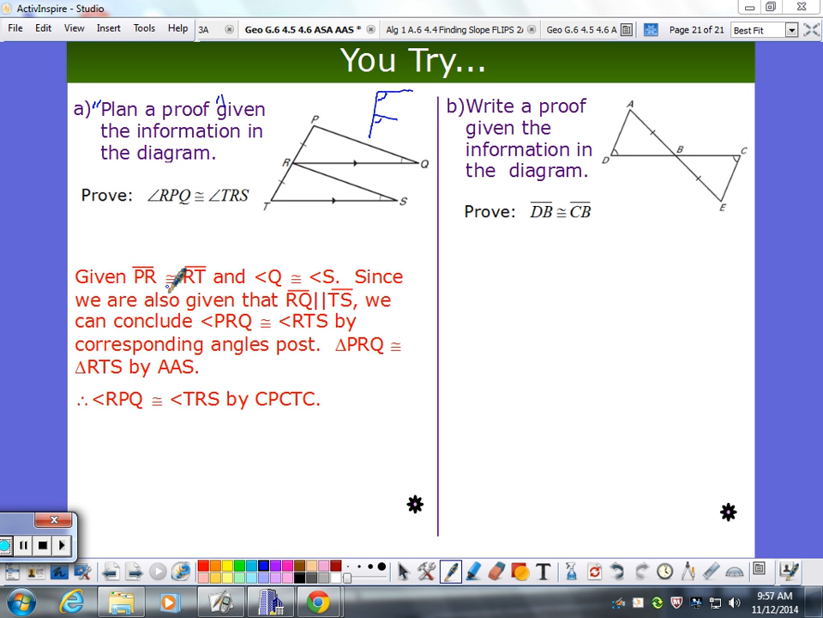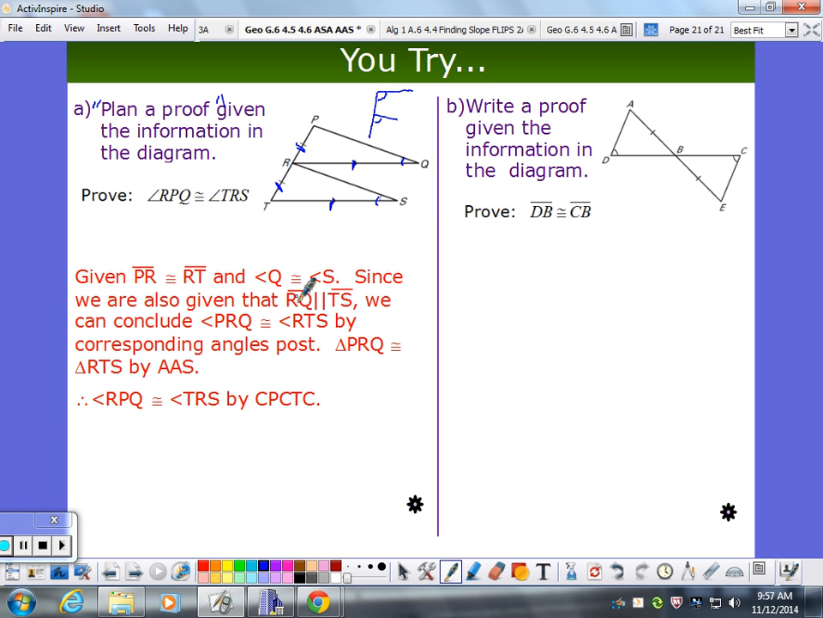I kind of wrote it like this. I did actually plan it. Basically, I said, let's see, PR congruent to RT. So that would be like your given, right? And then you would say angle Q congruent to angle S. That's another given. And they are parallel. PQ and ST are parallel. Given, right? So I wrote it in a paragraph too.